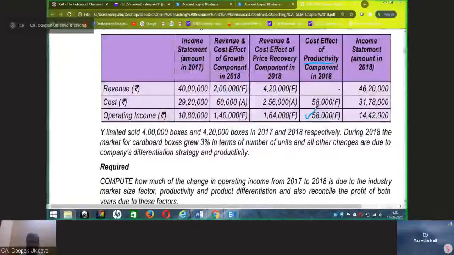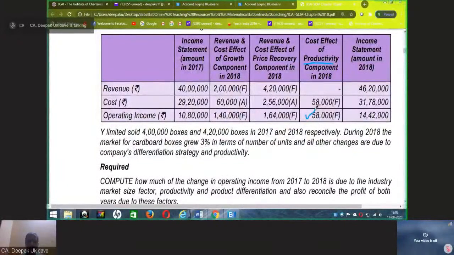Working note 2 says very clearly that there is a productivity effect. And productivity effect is because of cost. It is given cost effect of productivity component in 2018, 58,000 favorable. That's it. So directly given, there is no separate calculation. It's only cost effect, no revenue effect. And the third one is most important, and that is effect of product differentiation on operating income.